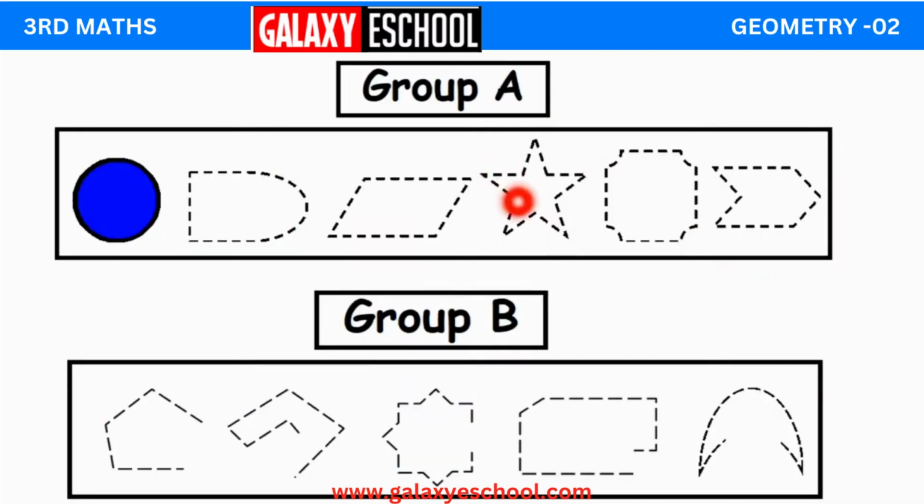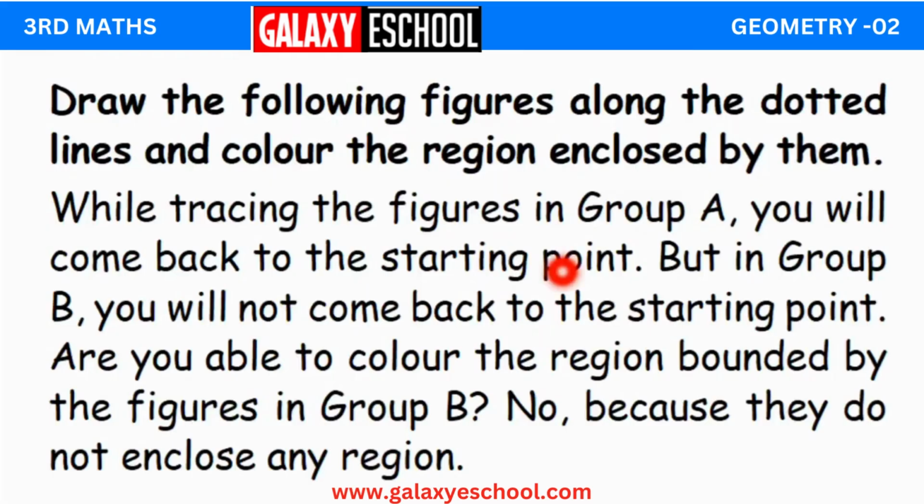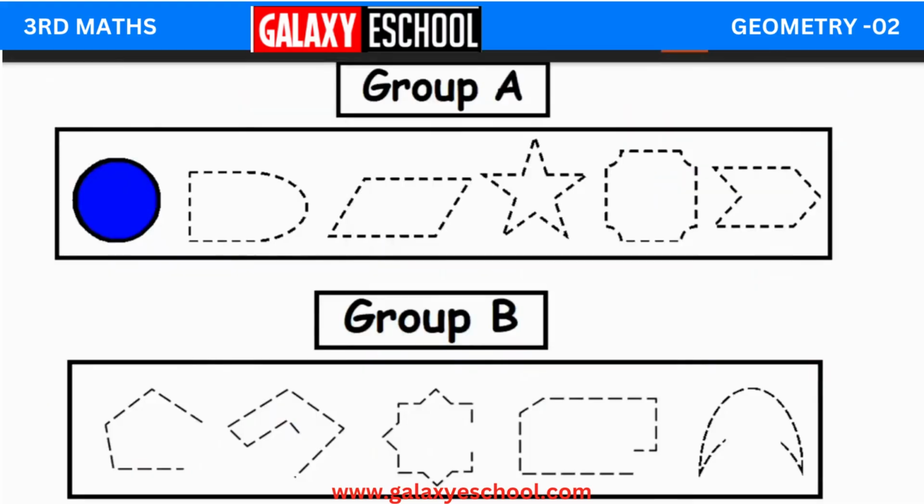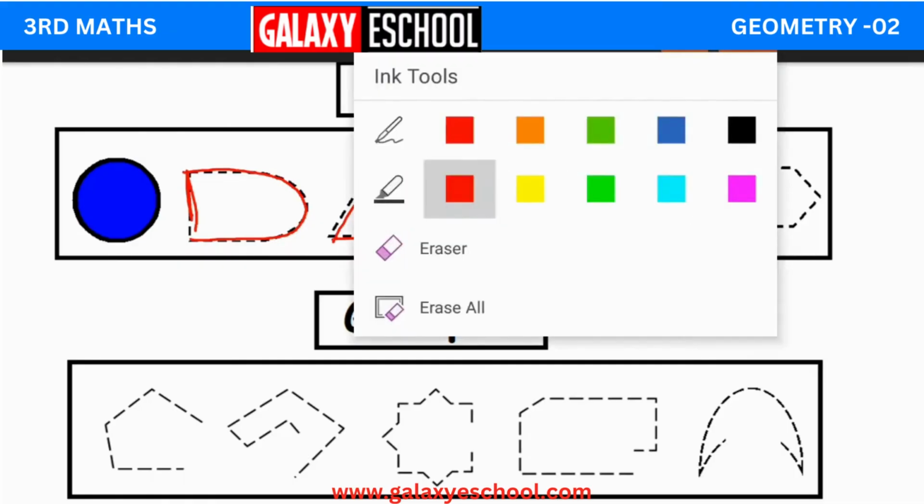Now let us look at some figures here, group A and group B. Draw the following figures along the dotted lines and color the region enclosed by them. While tracing the figures in group A, you will come back to the starting point. What are they saying? We have to draw along the dotted line like this, and after drawing we have to color.